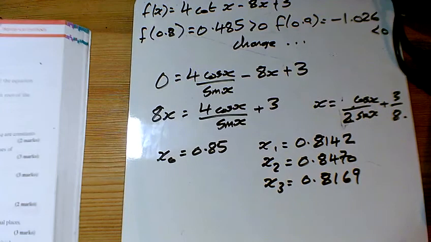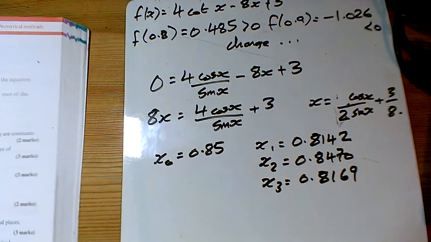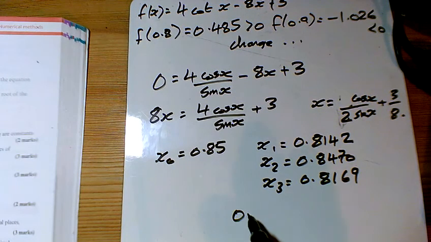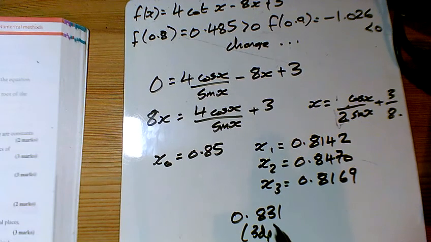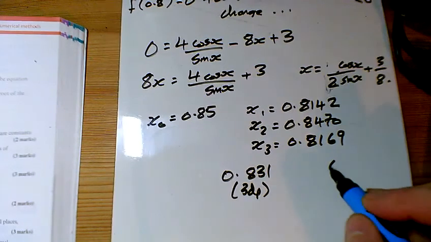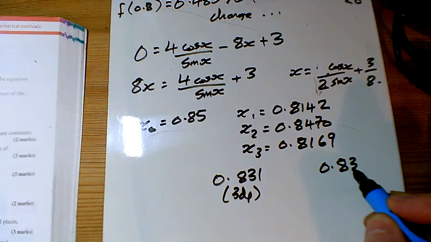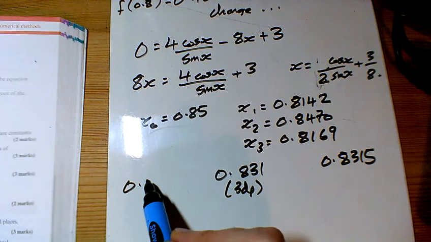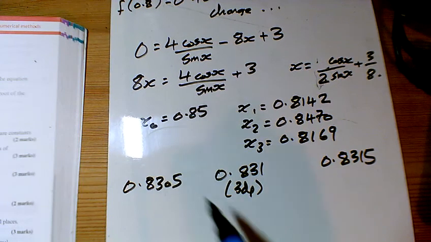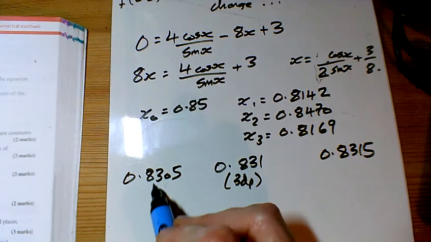And the last part again, the suitable interval, this time we're showing that it's 0.831 to 3 decimal places. So the upper bound of that is 0.8315. The lower bound of that is 0.8305. All that GCSE stuff coming back again.